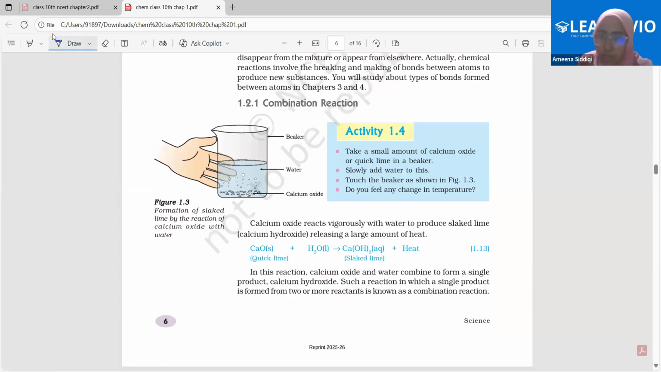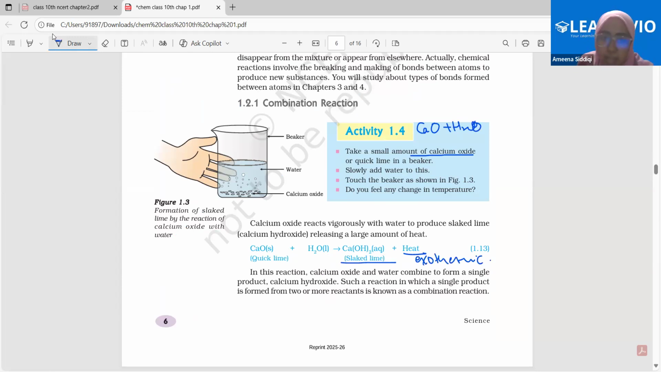Let's quickly see the combination reaction. Understand this activity. We take calcium oxide, and we add water to this. We will get calcium hydroxide and we will get heat. That means, can I say it is exothermic in nature?